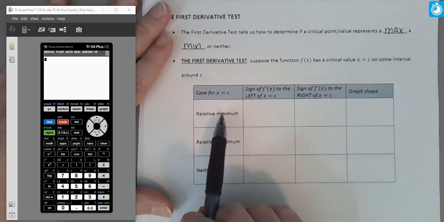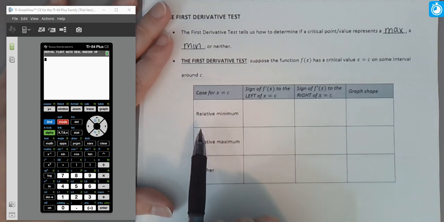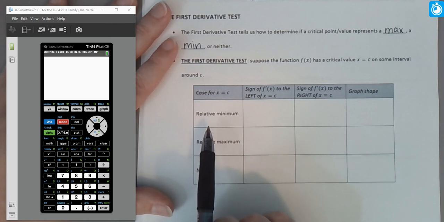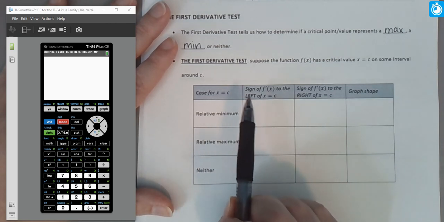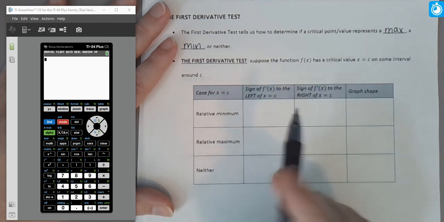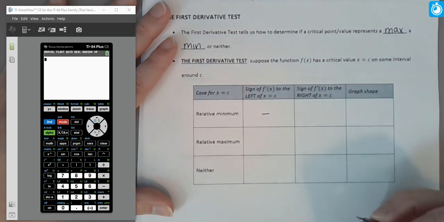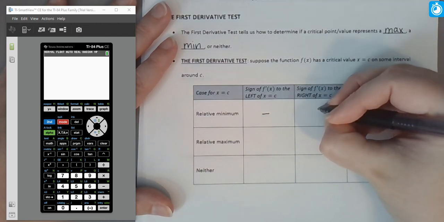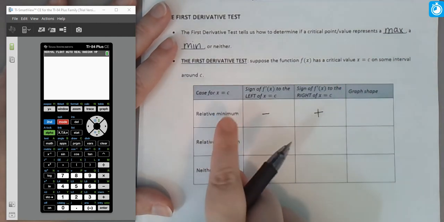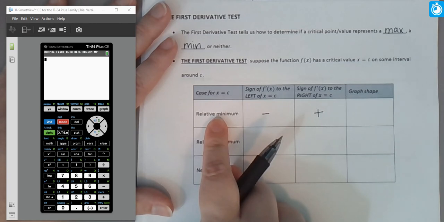So how do we know if that point represents a relative minimum? Well, what we're going to do is check the sign of the derivative on either side. Remember, anywhere the derivative is negative, it means we're decreasing. Anywhere the derivative is positive, it means we're increasing. So if the sign of our derivative to the left of our critical value is negative, and the sign of our derivative to the right of this value is positive, that's our indication that we have a relative minimum.